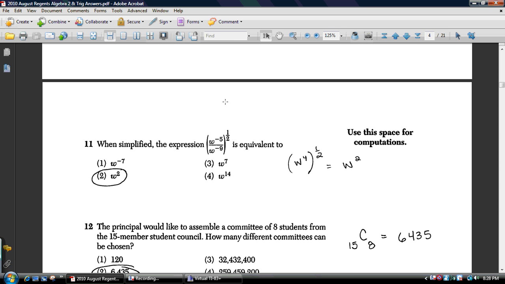Okay. So here's what I did for number 11. The first thing I did was, look, these two quantities are being divided. And whenever you have variable expressions that are being divided, you can subtract their powers. So negative 5 minus negative 9 is a positive 4. So really, this reduces down to being w to the fourth. Then take this quantity right here. Like I always tell my students, make it rain. In other words, distribute it into this 4 right here. Multiply it. It's w squared.